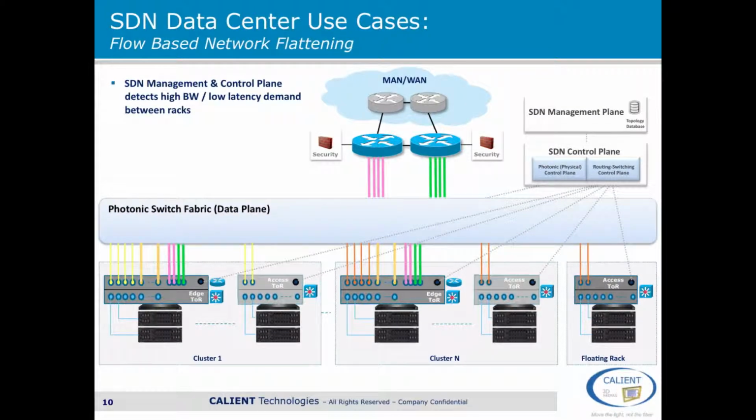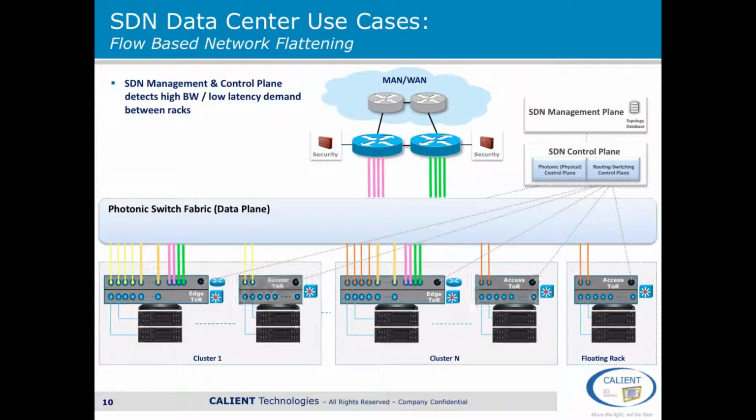Let's look at a couple of use case examples of optical circuit switching in SDN in a large data center. This diagram depicts a fairly typical modern data center with racks of servers organized into clusters and with edge routers connecting to the metro network. Clusters would typically be connected with layer 2 switching and layer 3 routing, and these are not shown here. To this, we've added a photonic switch fabric and an SDN management and control plane.